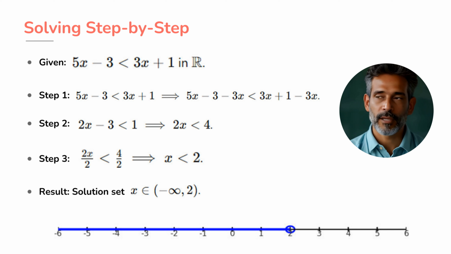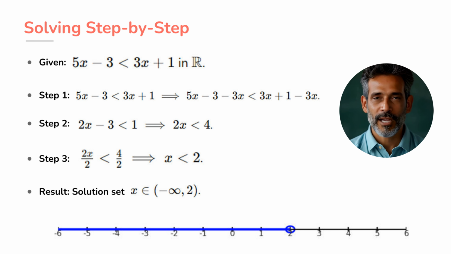Now a worked example. Solve 5x − 3 < 3x + 1. Step 1: Subtract 3x from both sides. That gives 5x − 3x − 3 < 3x + 1 − 3x. Simplify: 2x − 3 < 1. Step 2: Add 3 to both sides. That gives 2x < 4. Step 3: Divide both sides by 2. That gives x < 2.